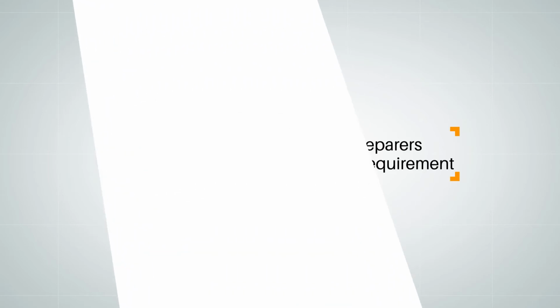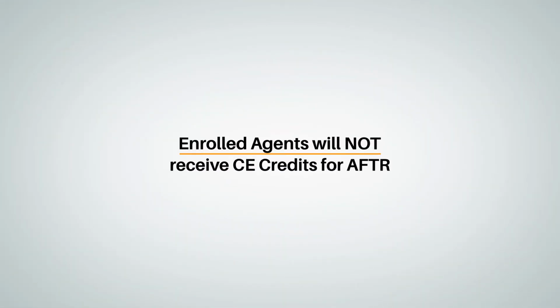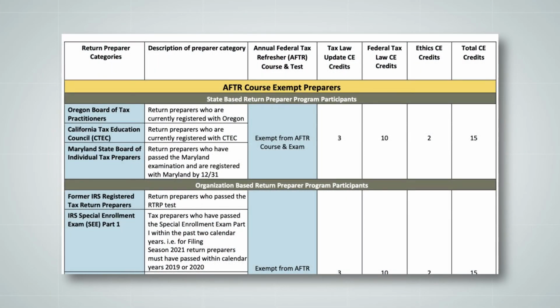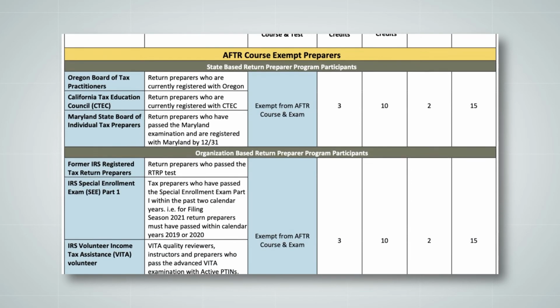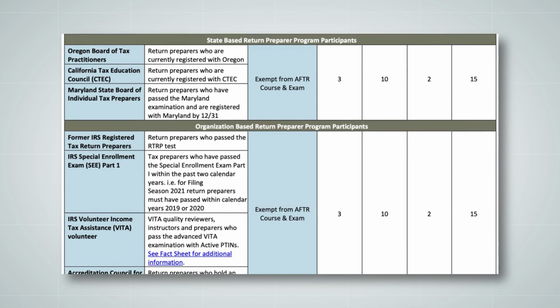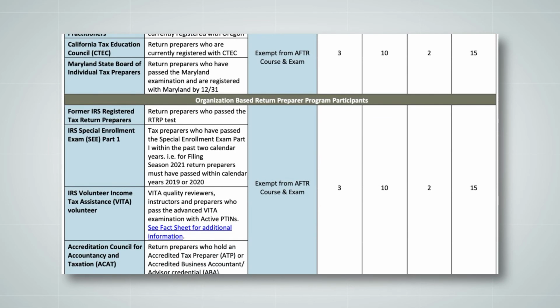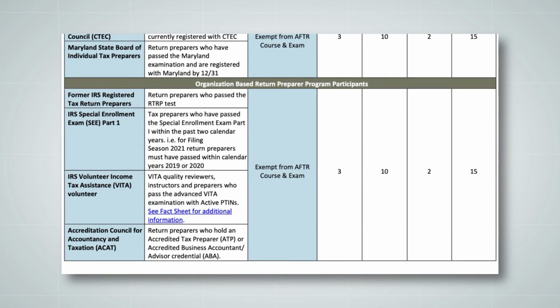If an enrolled agent elects to take an after course, they will not receive credit toward their enrolled agent CE requirements. Check the exemption chart provided by the IRS to see if you meet the necessary exemption criteria to forego taking this class. For those who are sure you must complete the 6-hour after course, we'll begin with annual inflation adjustments. Let's get going.